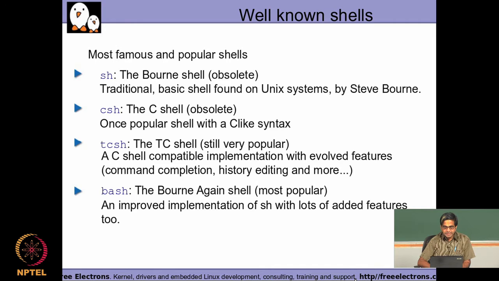Then you have something called TCSH, which is again an expanded C shell with more added features compared to the original CSH. But the most popular shell actually used today is bash. Bash stands for Bourne Again Shell, and it is like the latest avatar of the original Bourne shell, which came out with a lot of features and has become so popular that the bash shell is right now the default shell provided for every user ID created on any Unix system today.